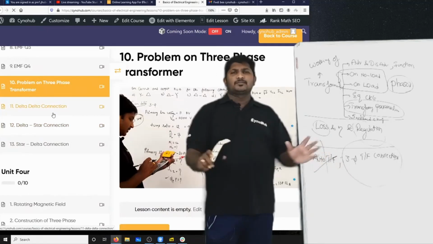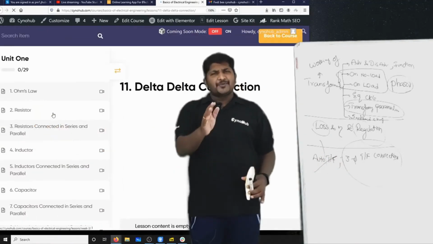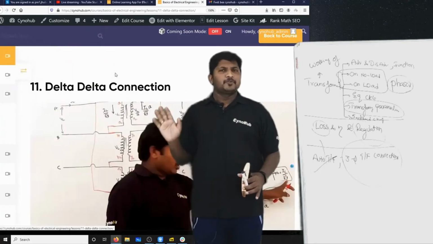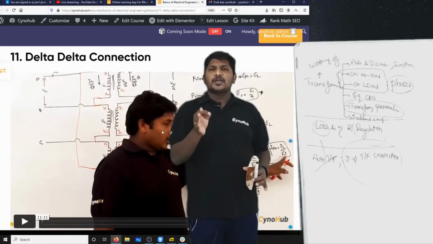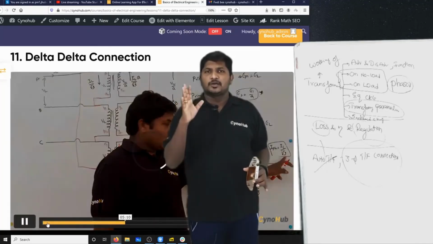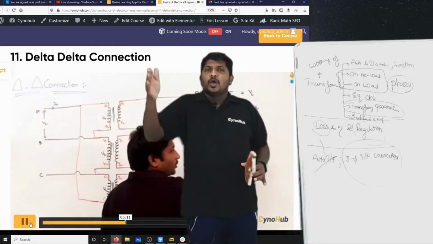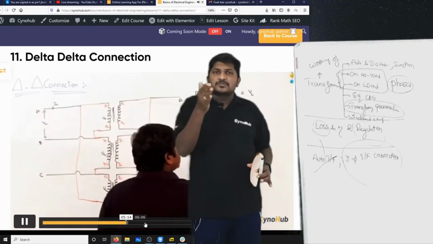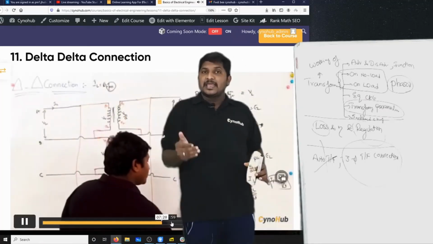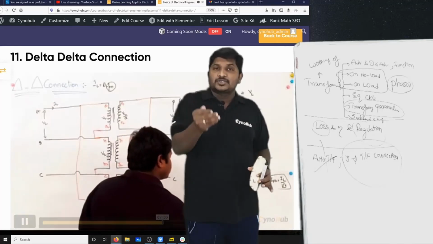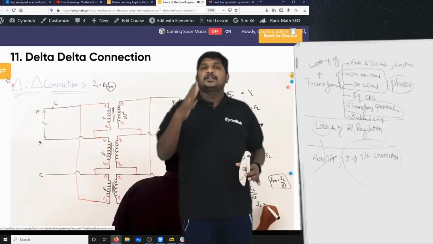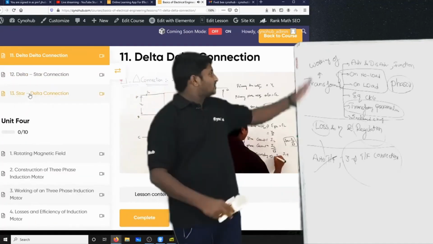So only one question. There are some equations I have given very neatly, step by step. I have explained very neatly. You just go through that. You watch only one time, definitely you will understand it. Okay, only one question. What is the relationship between primary parameters in terms of secondary parameters in a particular connection, either star star connection or delta delta connection or star delta connection and delta star connections? Okay. So that is about unit number 3.